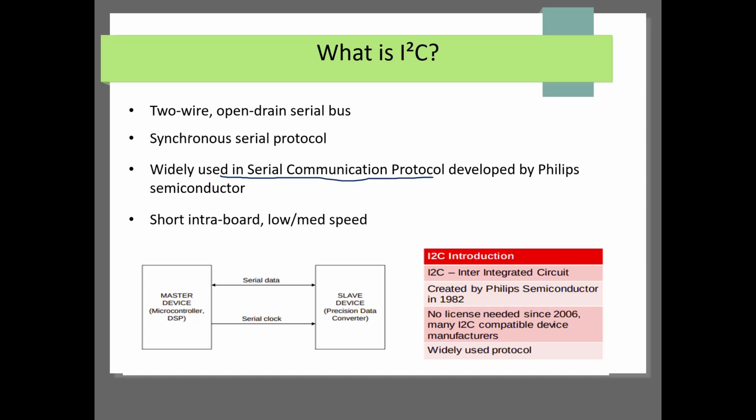It is a synchronous serial protocol, so it transmits the data with respect to the clock. It has two wires: the SDA line and the SCL line. It is an open drain serial bus. Why is it open drain? Open drain means it has two lines: one is the SDA line, the serial data line, and the other is the serial clock line, the SCL line. Two lines are there.